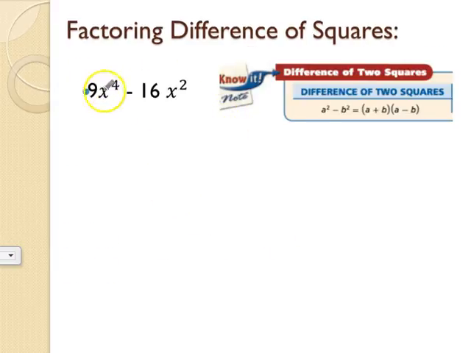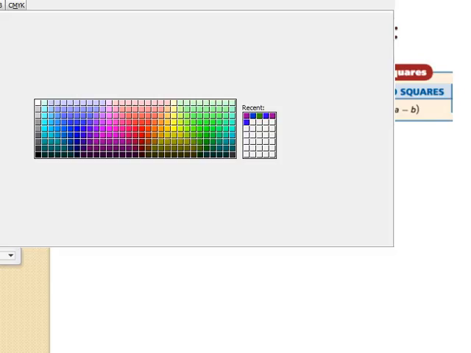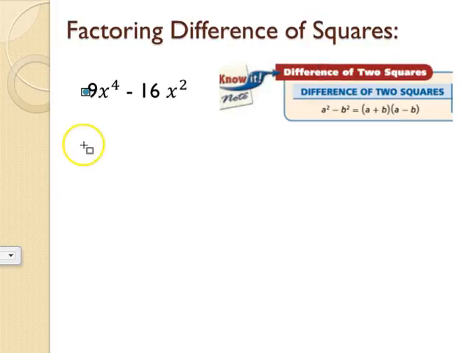So now we've got 9. Ignore that little blue dot. I don't know why that's there. Let's see if I can cover that. It's kind of weird. It should not be there. So just ignore that. I'll just rewrite it: 9x to the 4th minus 16x squared.